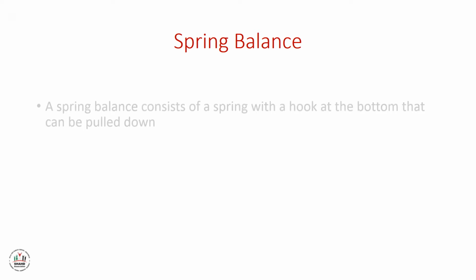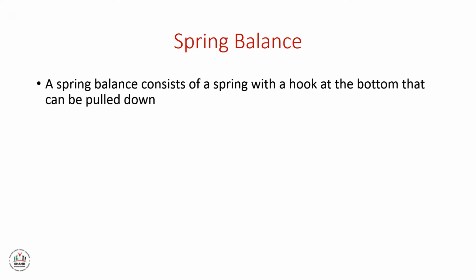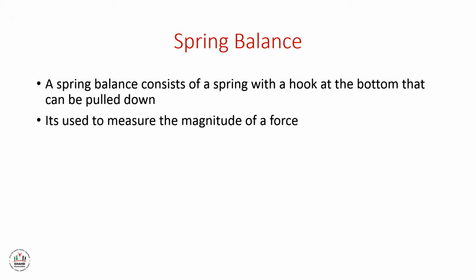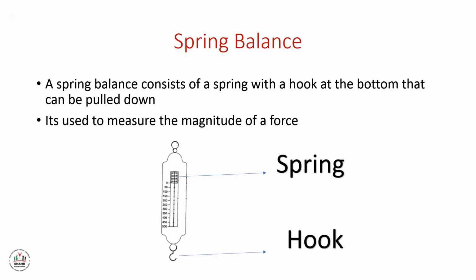A spring balance consists of a spring with a hook at the bottom that can be pulled down. This instrument is used to measure the magnitude of a force. This is the picture of a spring balance. This is the spring, and this is the hook.